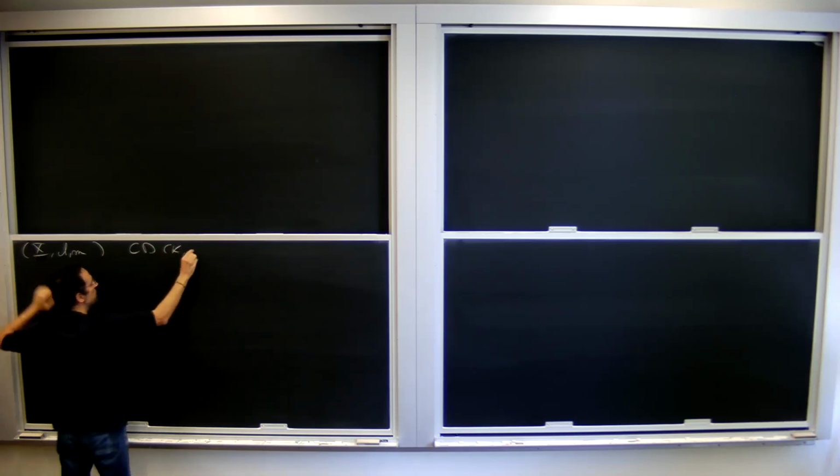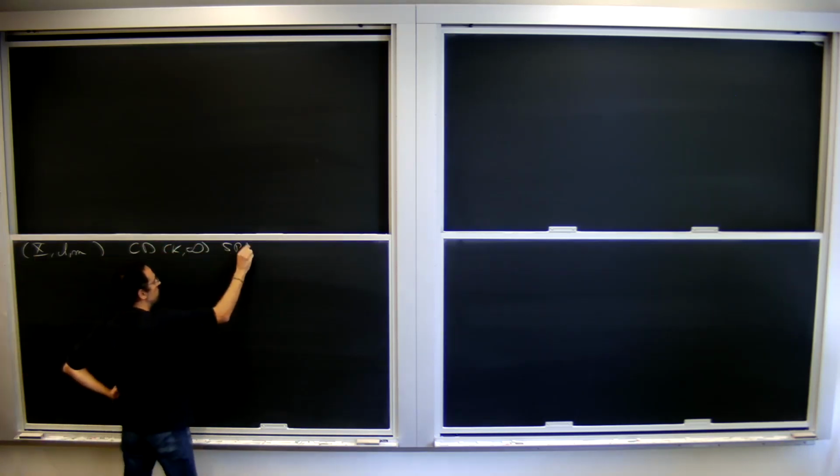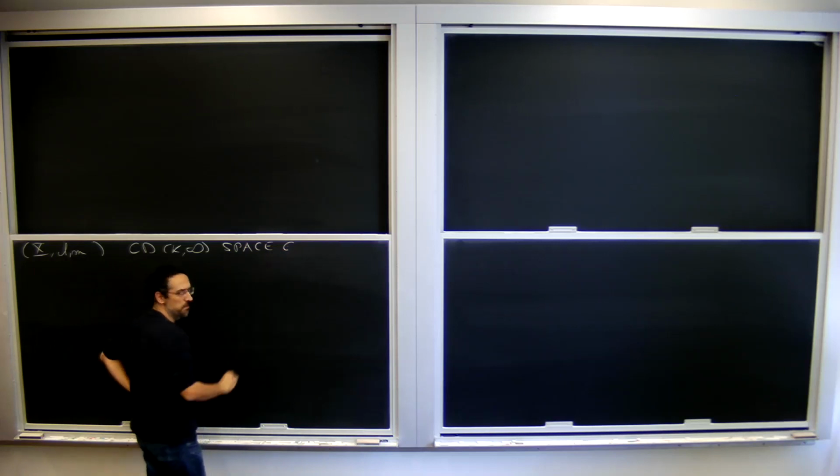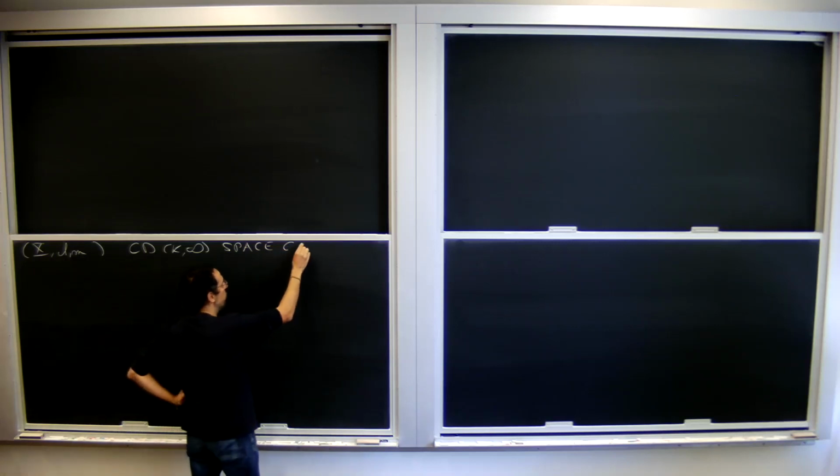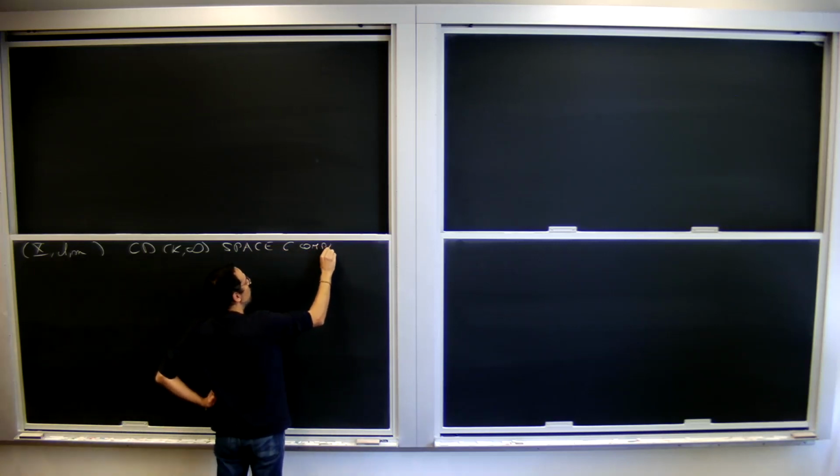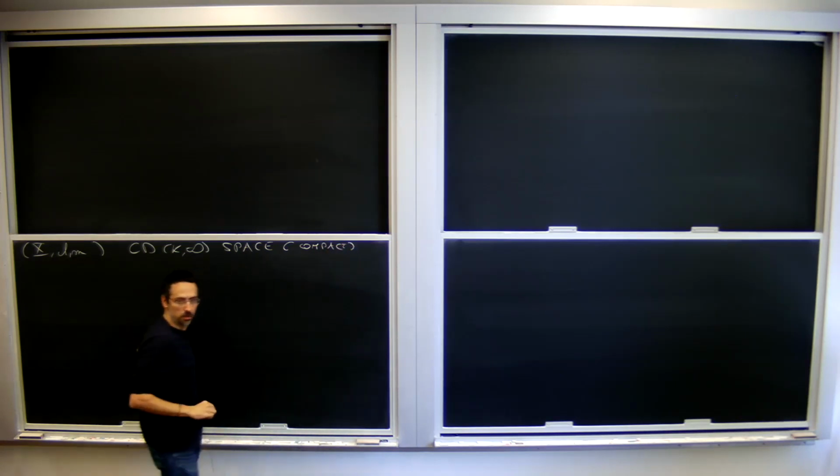So let's start with the CD(K, infinity) space. For simplicity, in my proofs, and perhaps also in my statements, I will sometimes assume compactness just for simplicity, although that is not necessary. All right. So recall that we have defined at least one version of the heat flow.